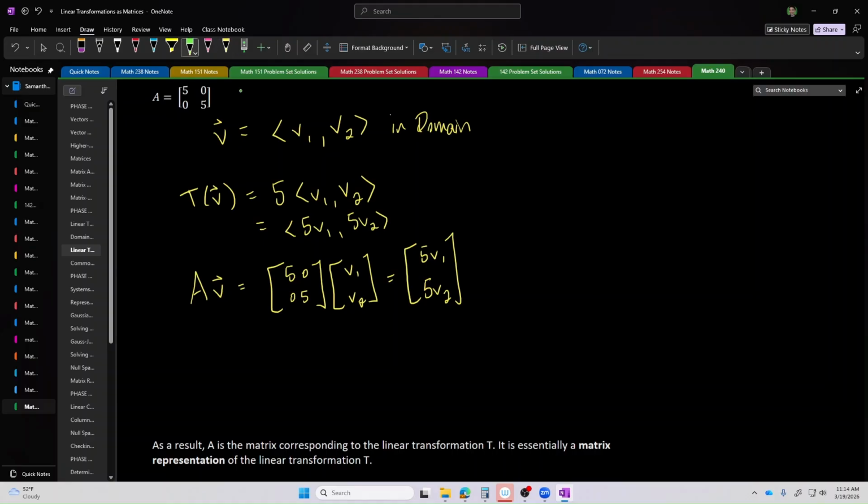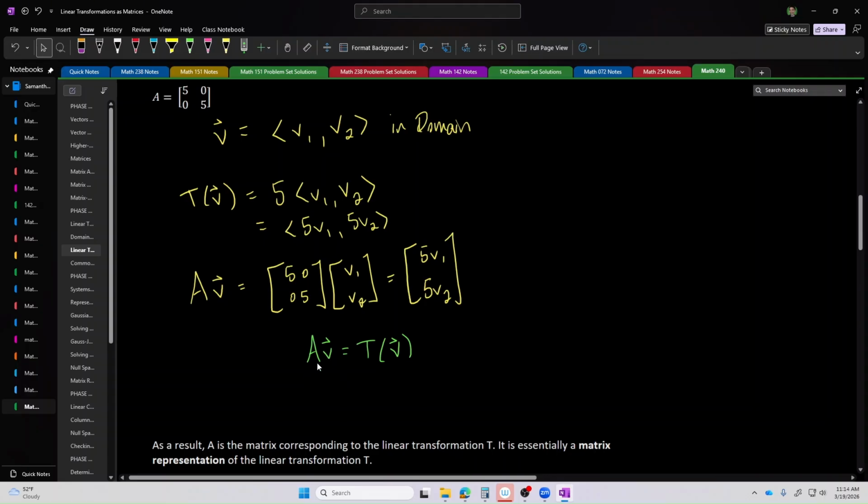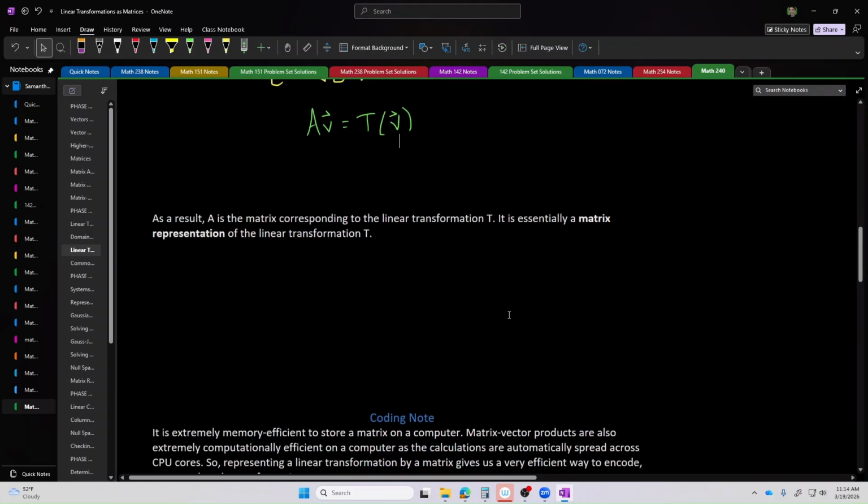So because A times V is the same thing as the transformation applied to V, we could say that matrix multiplication by this matrix A has the same effect on every vector in the domain as the transformation T has. So once again, we use this language: A is the matrix representing the linear transformation T. Every linear transformation can be thought of in terms of matrix multiplication, and all matrix multiplication can be thought of in terms of linear transformations.